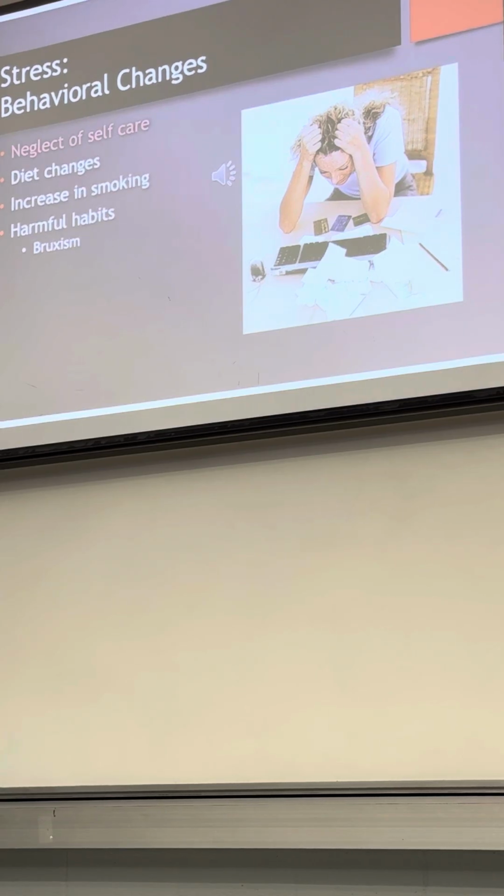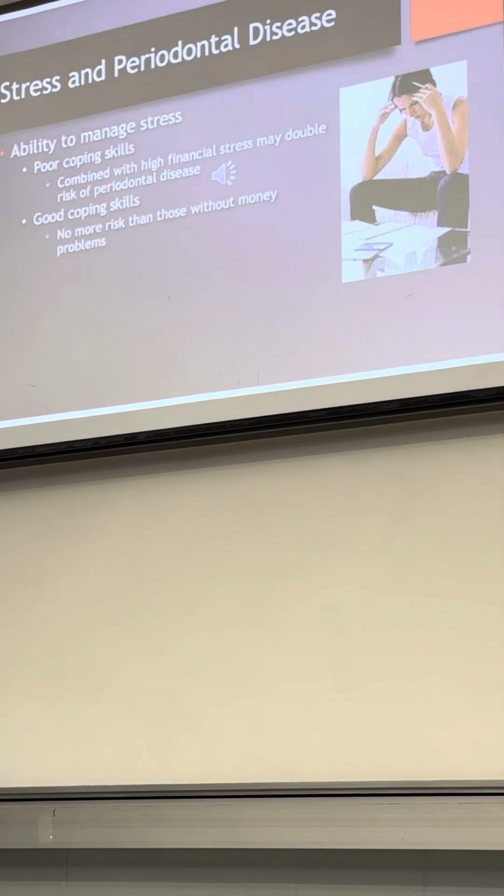Increase in smoking. People that smoke, when they're stressed out, are probably hitting it a little bit harder. Harmful habits, of course, stress is one of those key things for bruxism, so clenching and grinding is more common. The ability to manage stress matters. Poor coping skills combined with high financial stress may double the risk of periodontal disease. People who have good coping skills are no more at risk than those without other problems. I don't know why it specifically talks about money problems, but that's not the only problem we have. The key takeaway is somebody who has good coping skills versus not so good coping skills.